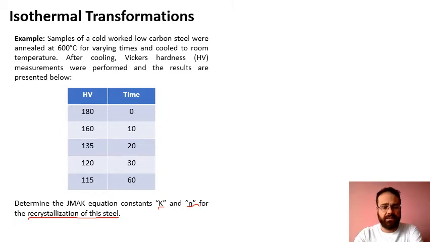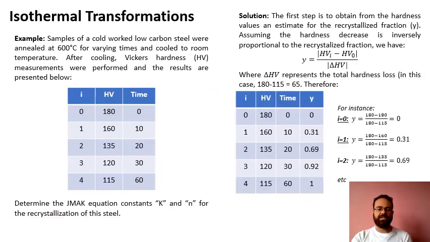So what happens is basically we have a steel which is initially strain hardened, which is put in an oven, heated to 600 degrees. Different samples are heated for various times, and hardness decreases due to recrystallization, such that the hardness drop can be considered an indication of the transformed or the recrystallized fraction. So the first step we need to take to do this example is to make an estimate of the recrystallized fraction y based on the hardness values that we have. And the idea here is very simple.